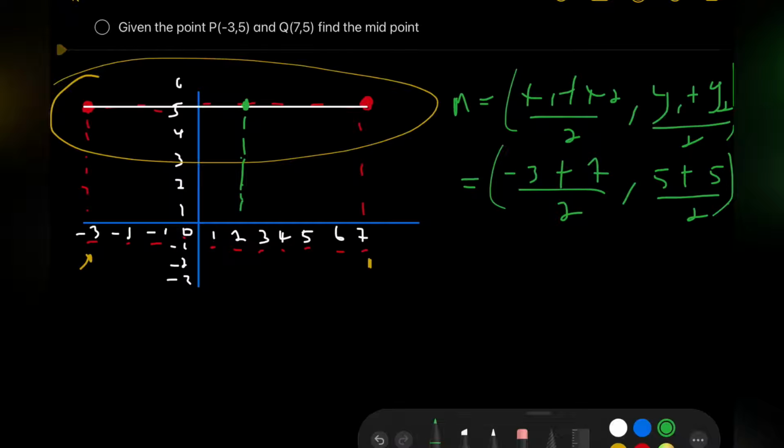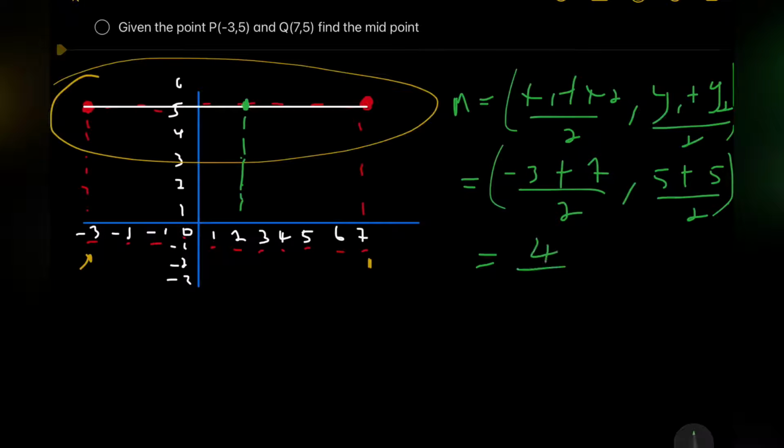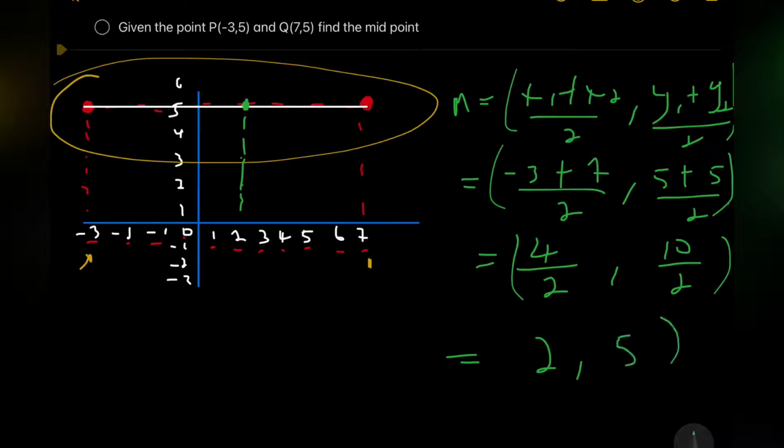So -3 plus 7 would be 4 over 2, and 5 plus 5 would be 10 over 2. 4 divided by 2 would be 2, and 10 divided by 2 would be 5. So this is our coordinate. If we look here where we said our point would be, we see that our x value is 2 as we have here, and our y value is 5 as we have here. So we see that we can look at this graphically to find the midpoint as well as use the midpoint formula.